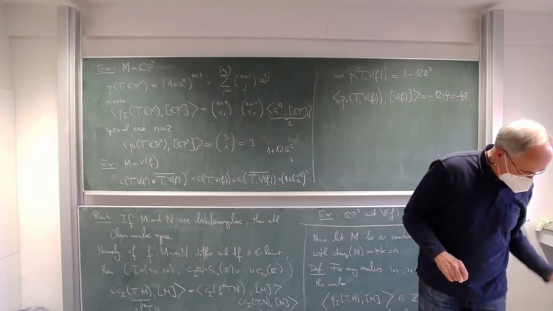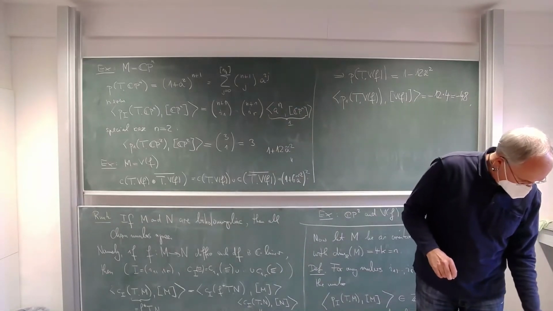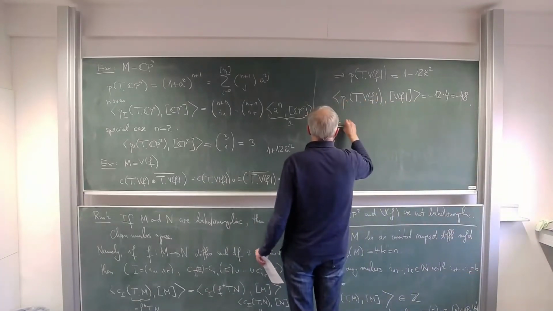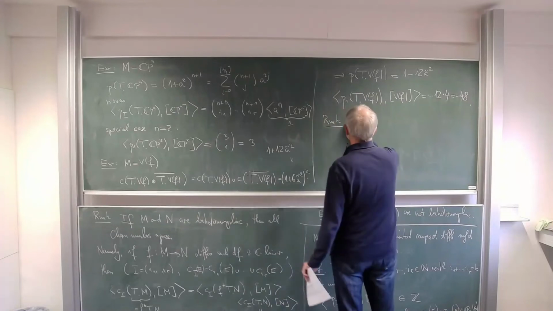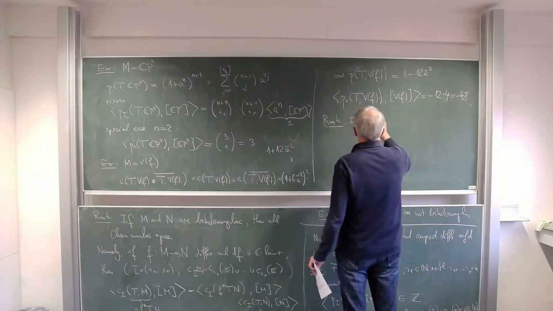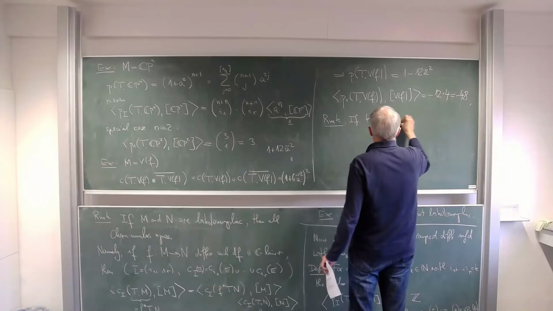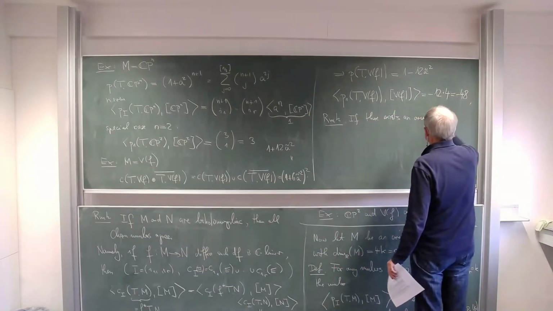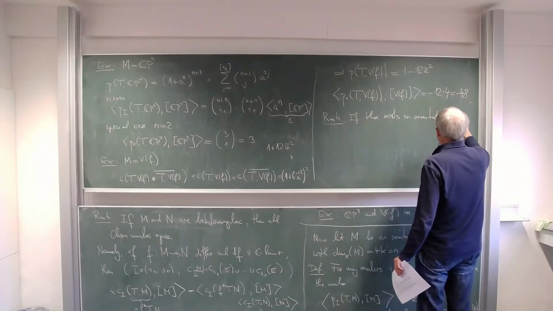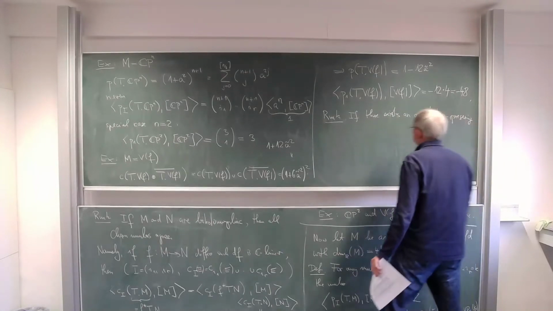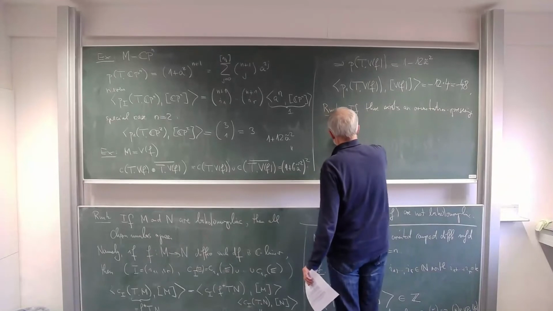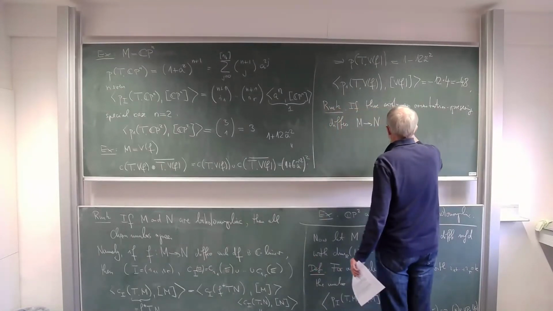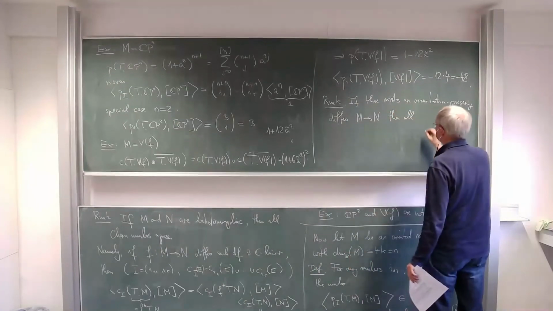And this is given by the following remark. So if there exists an orientation preserving diffeomorphism from N to M, then all Pontryagin numbers coincide.